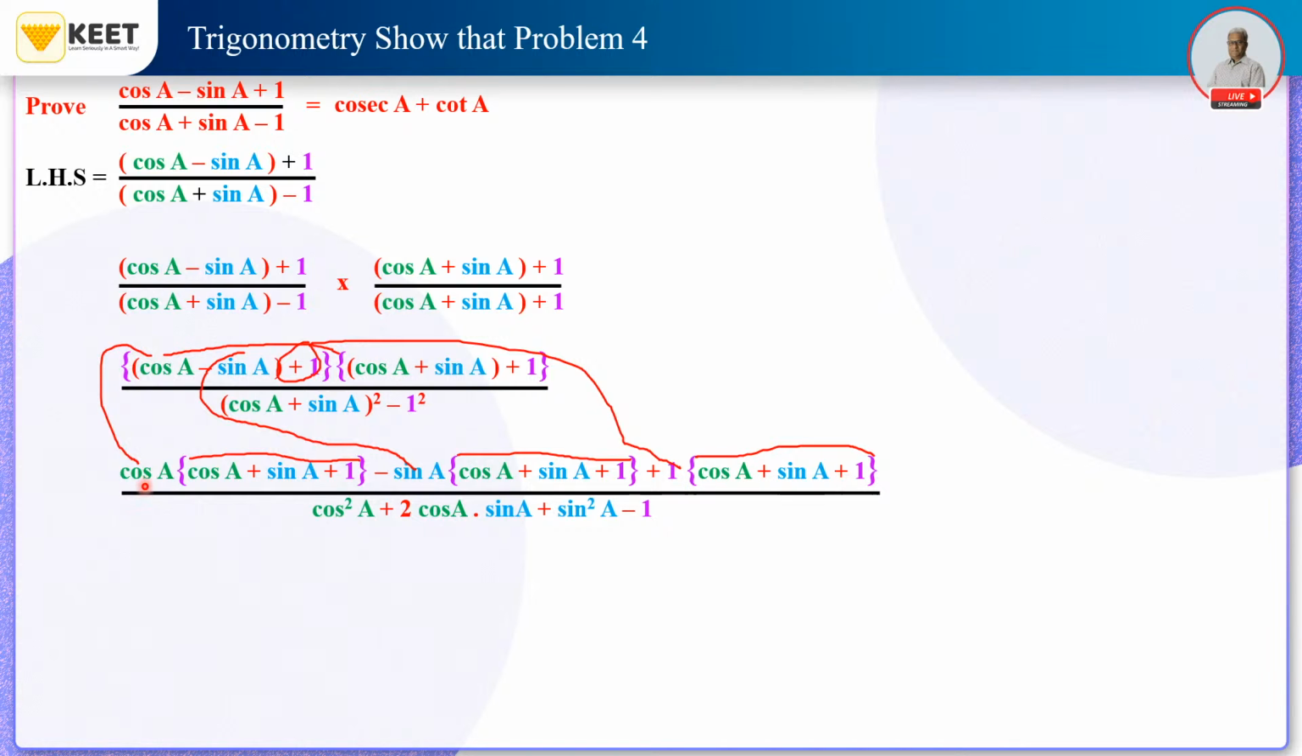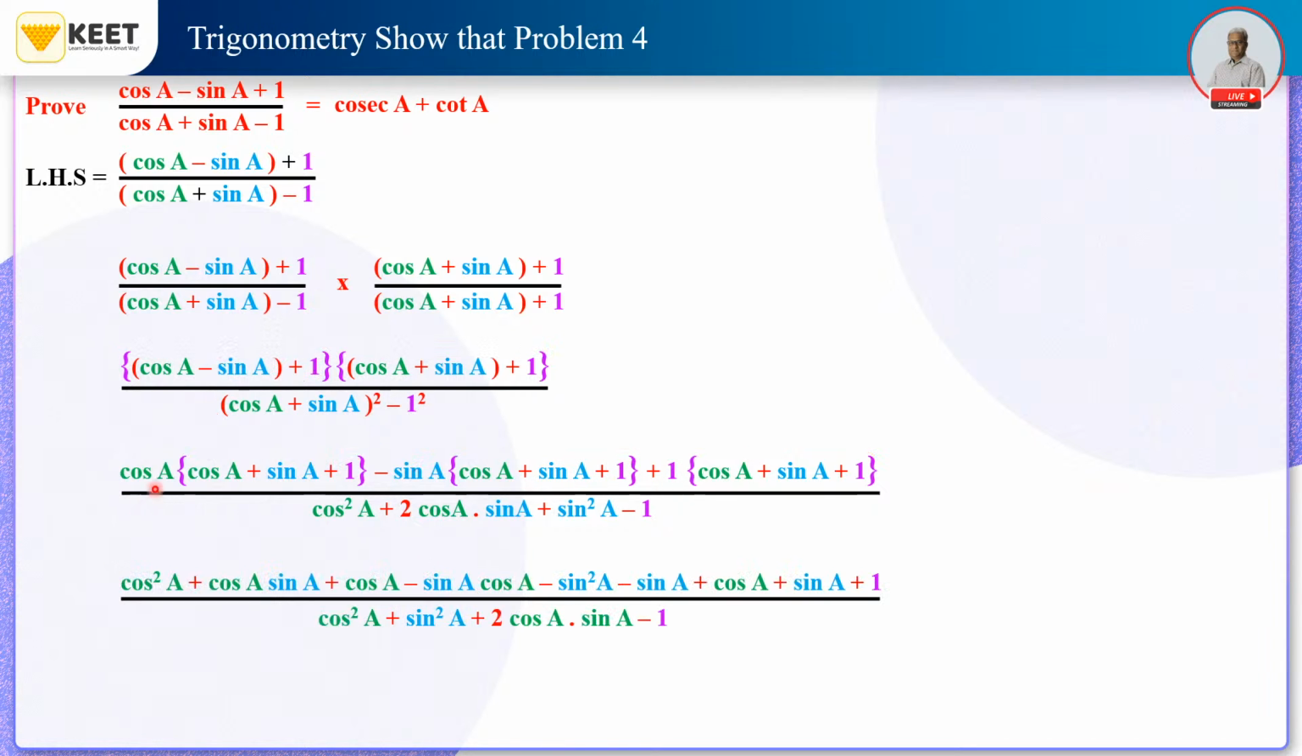So when you multiply this cos A and cos A, you will get cos square A. When you multiply the cos A with sin A, you will get sin A cos A or cos A sin A, you can write anything. And then cos A multiplied with this 1 will become just cos A. Similarly, we will multiply this and this. So the step is on your screen. See here. Now one step, every point I'll explain to you.